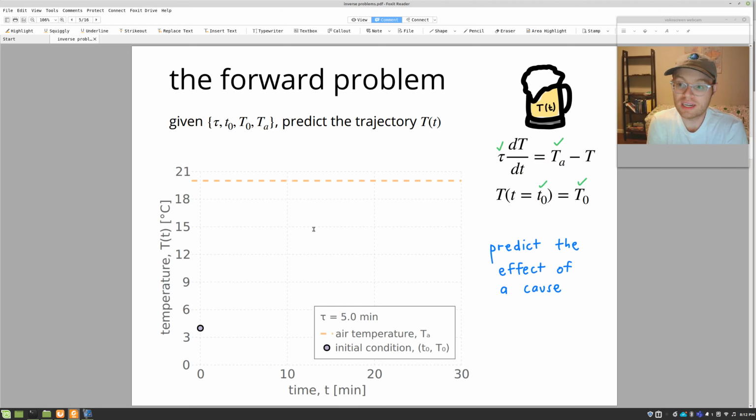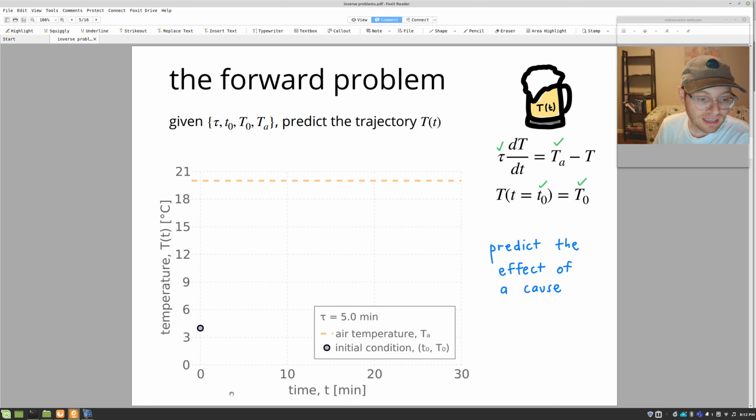And what we're accustomed to is what's called the forward problem. And that's when we're given tau, the time constant of the beer, the air temperature, the time at which we took the beer out of the refrigerator, and the temperature of the refrigerator. And we're asked to predict the evolution of the temperature of the beer from there.